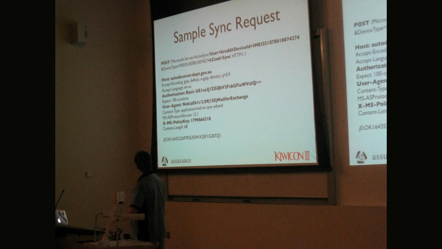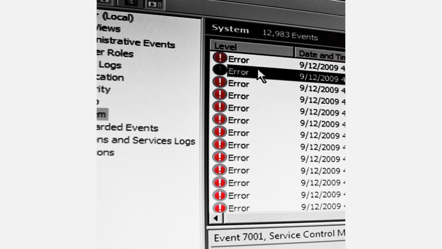Exchange ActiveSync. This is a protocol that allows mobile devices to synchronize with Exchange Server. This can be useful for users who need to access their email, calendar, and contacts on the go. In the next segment, we will discuss how to manage email using Exchange Server.